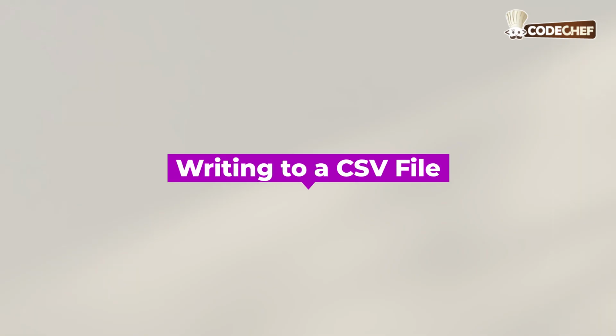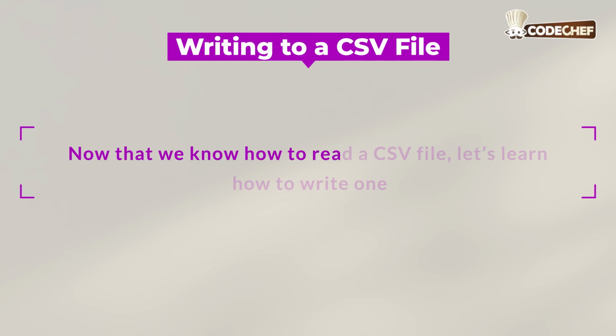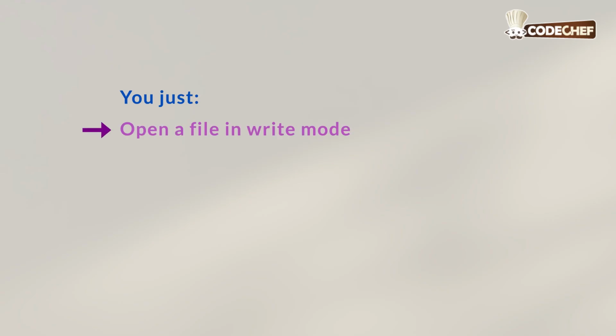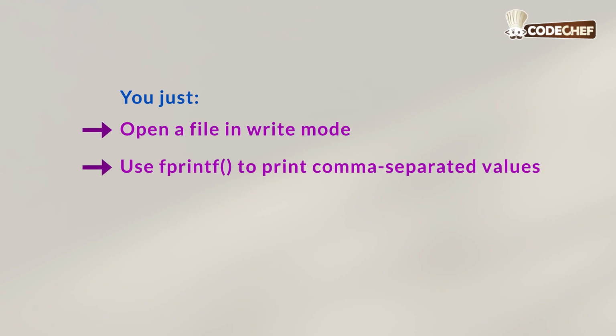Writing to a CSV file. Now that we know how to read a CSV file, let's learn how to write one. Writing is actually much simpler. You just open a file in write mode, use printf to print comma separated values and close the file. Now let's look at a real example where we create a CSV file with student information.